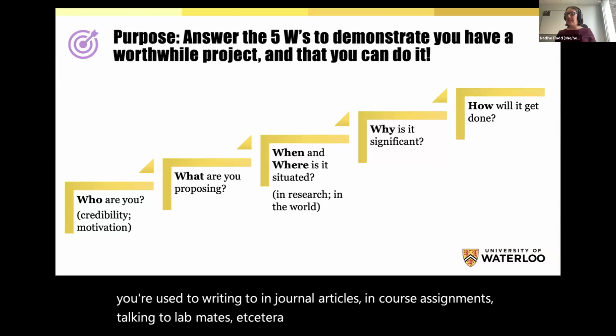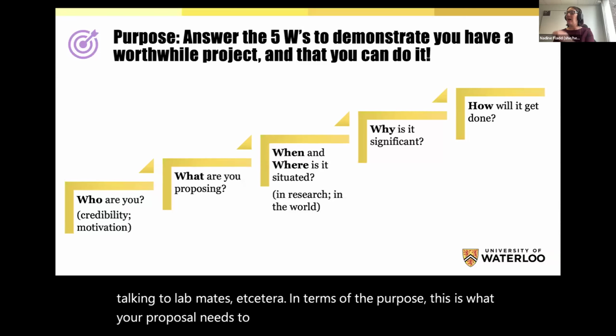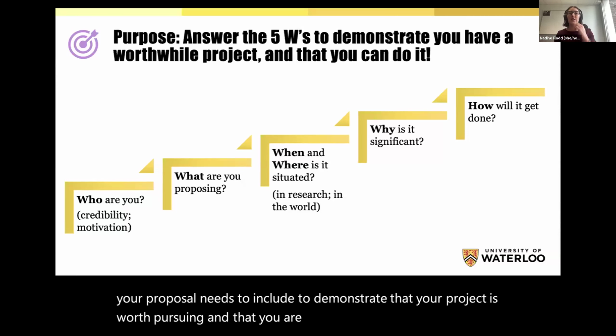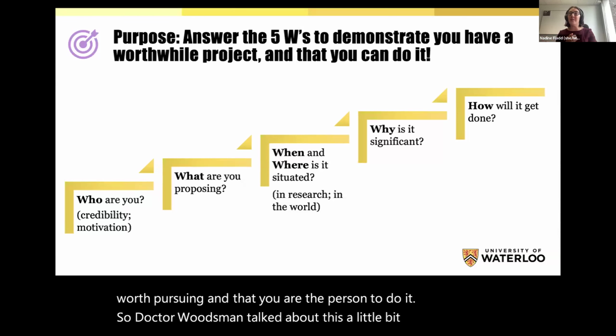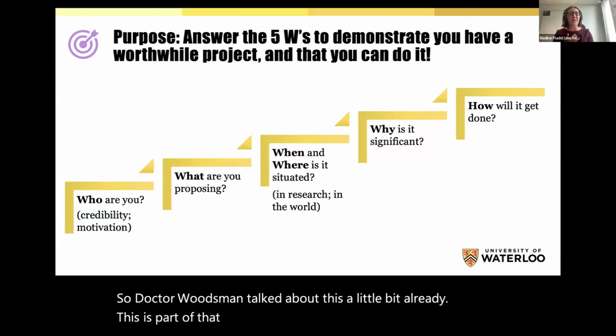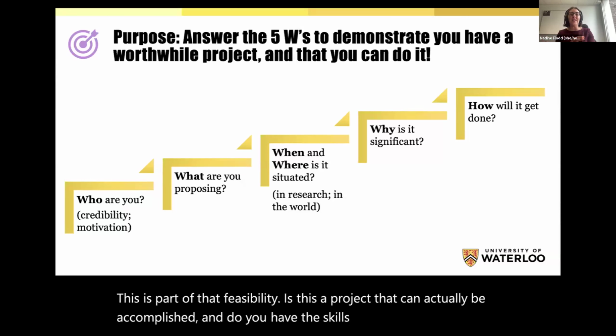In terms of the purpose, this is what your proposal needs to include to demonstrate that your project is worth pursuing and that you are the person to do it. So Dr. Woodsma talked about this a little bit already. This is part of that feasibility. Is this a project that can actually be accomplished? And do you have the skills to accomplish it?